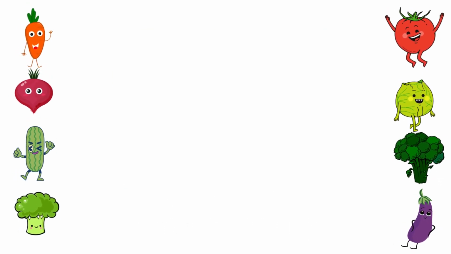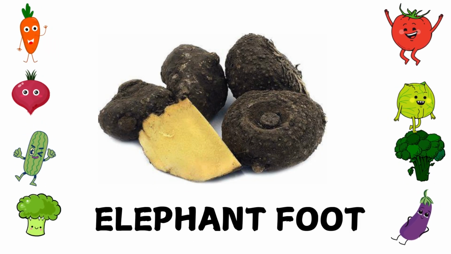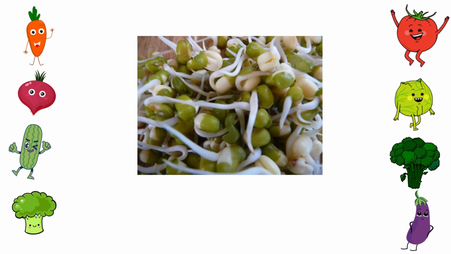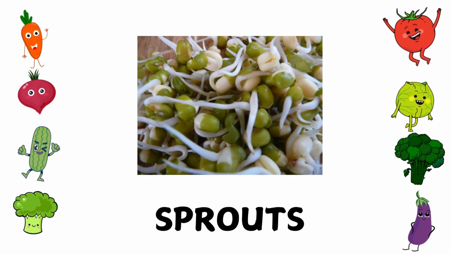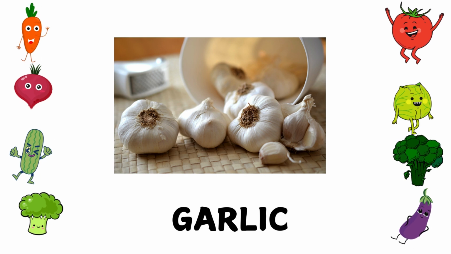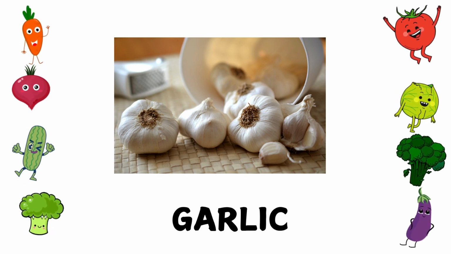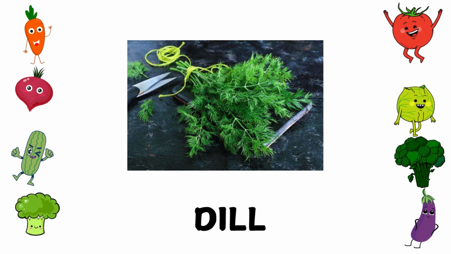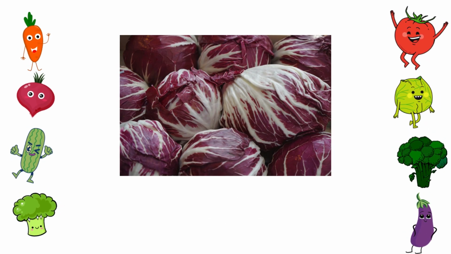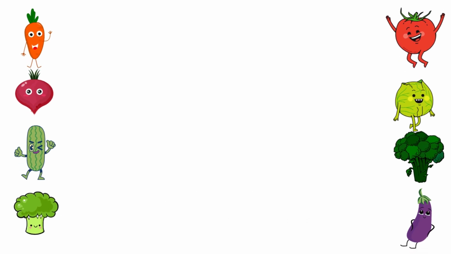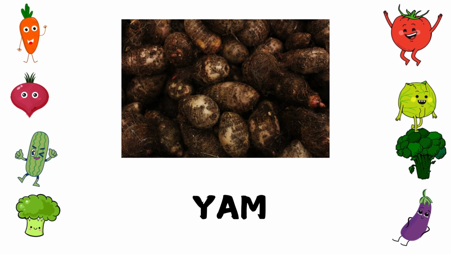Chayote. This is the elephant foot. Elephant foot. This is the sprouts. Sprouts. This is the garlic. Garlic. This is the dill. Dill. This is the radicchio. Radicchio. This is the yam.